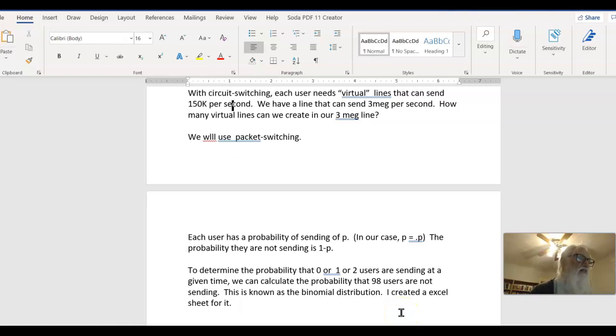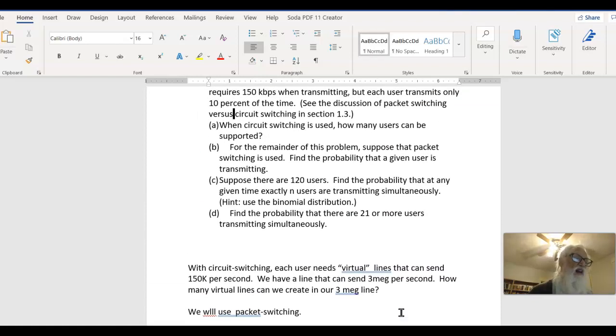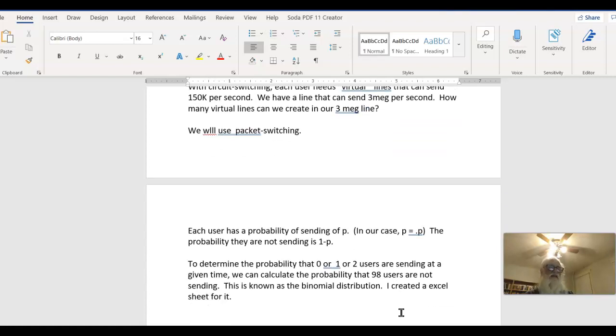At least I believe that's, yes. It says, suppose there are 120 users. Find the probability at any given time exactly n users are transmitting. Then find the probability that there are 21 or more users transmitting. Now, 21 or more would mean that if you add the probabilities of 0 up to 20 and subtract it from 1, you get the probability that there are 21 or more. So that's the way I would tackle these problems.